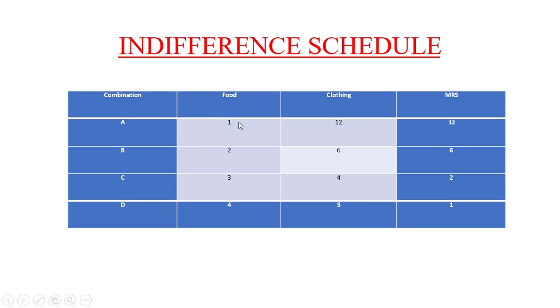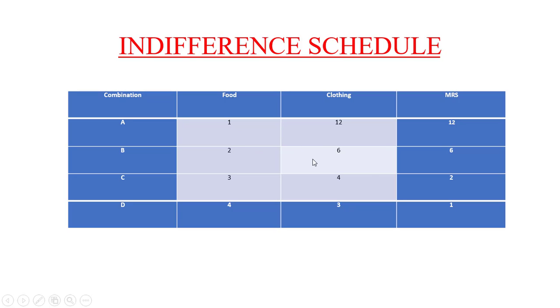But when you are having one orange, you are getting the same satisfaction as buying 12 clothes. 2 oranges give you the same satisfaction as buying 6 clothes. 3 oranges give you the same satisfaction as buying 4 clothes. 4 oranges give you the same satisfaction as buying 3 clothes. You are just indifferent. You cannot differentiate between these two goods because you want clothes as well as you want food also, right?